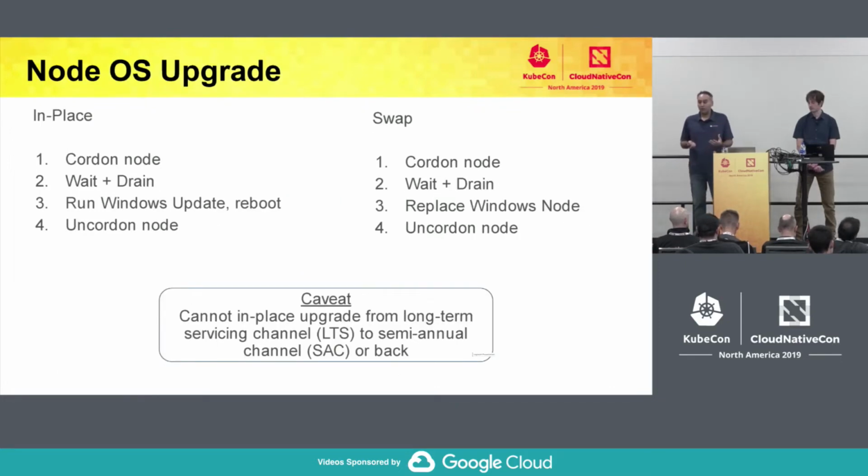Now, outside of updates, there's also upgrades where you're doing a major OS upgrade. Again, the process is very similar. You cordon, you wait, you drain, and then you upgrade. But there's a caveat here. You cannot in-place upgrade from a long-term servicing channel, the releases of Windows that are serviced over a long period of time and supported over a long period of time by Microsoft, to a semi-annual channel that's basically released every 6 months. So that's something to think about. If you are going to go from one to the other, make sure that you build out new nodes.